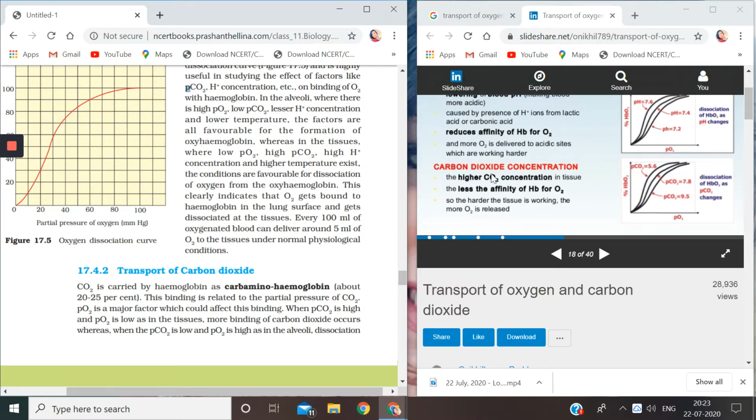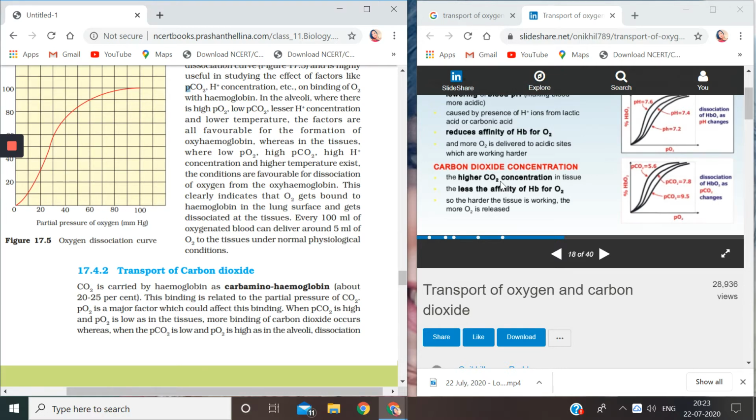Then comes the carbon dioxide concentration. The higher the carbon dioxide concentration in the tissues, the less the affinity of hemoglobin with the oxygen. Again, if the partial pressure of carbon dioxide is high, binding will be lesser, but dissociation will increase. So all these factors point out that dissociation is increased.